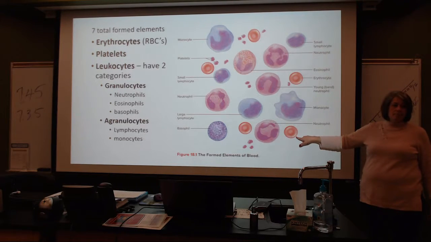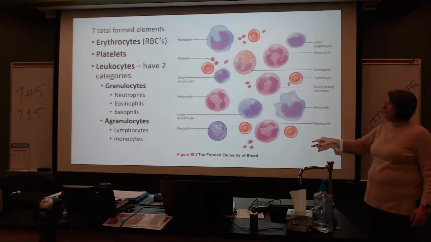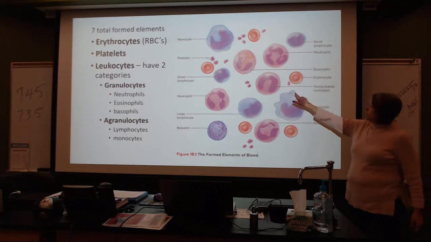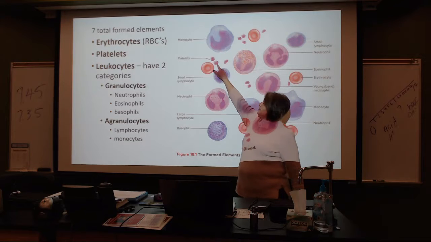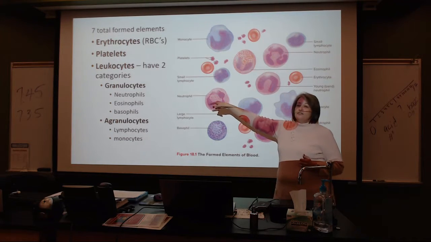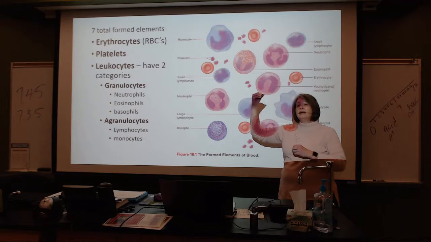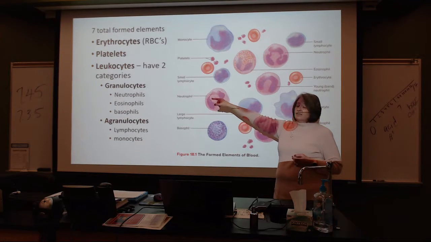They look like a donut. All right, and there's a reason for that. Platelets. Platelets are cell fragments. They are not a complete cell. And for the rest of these formed elements, it's going to be our leukocytes.